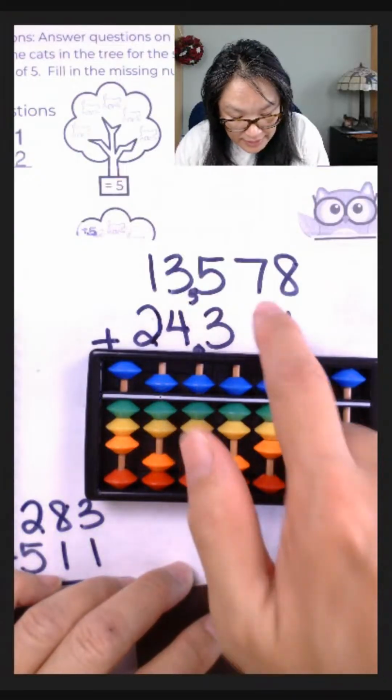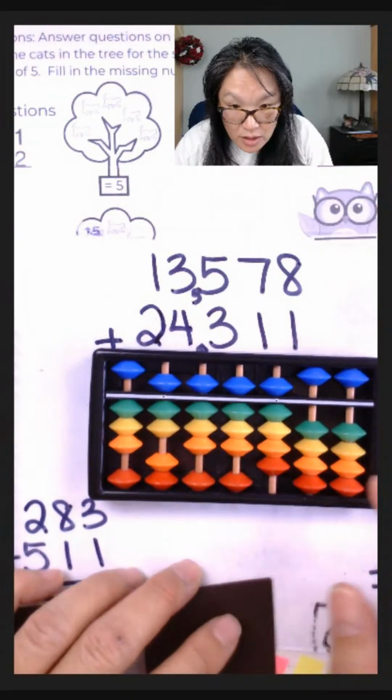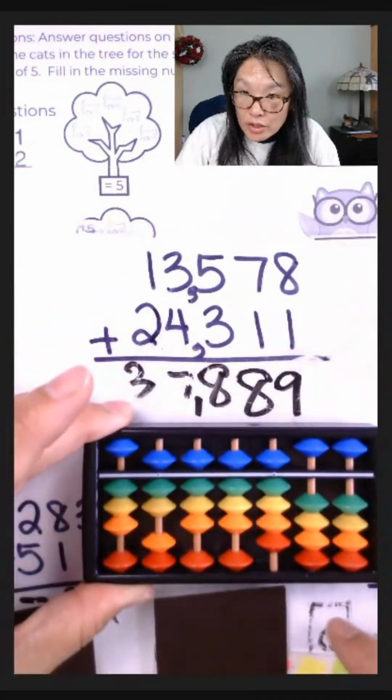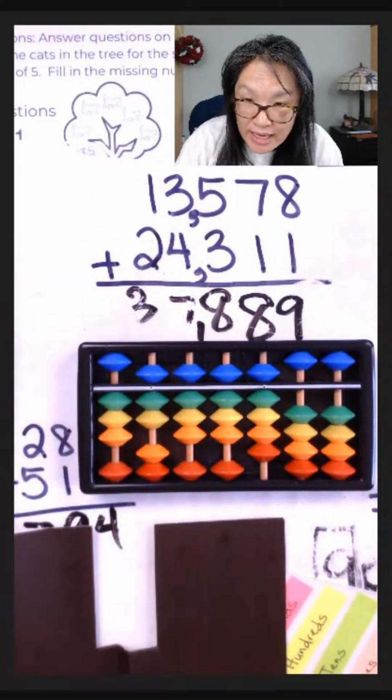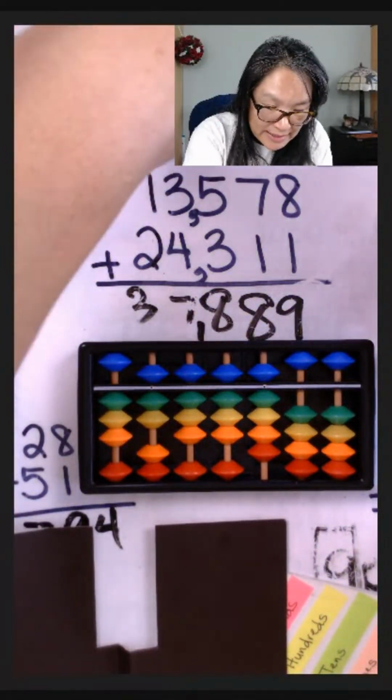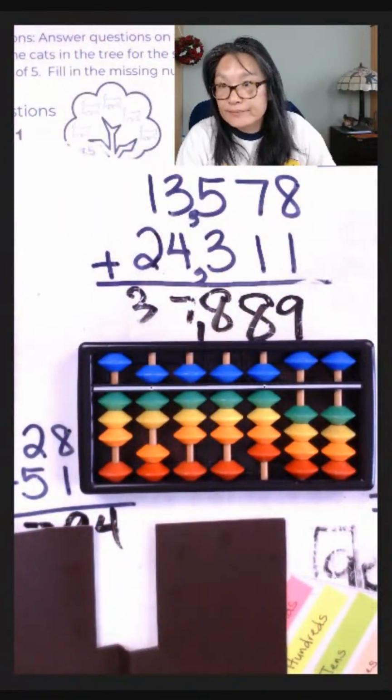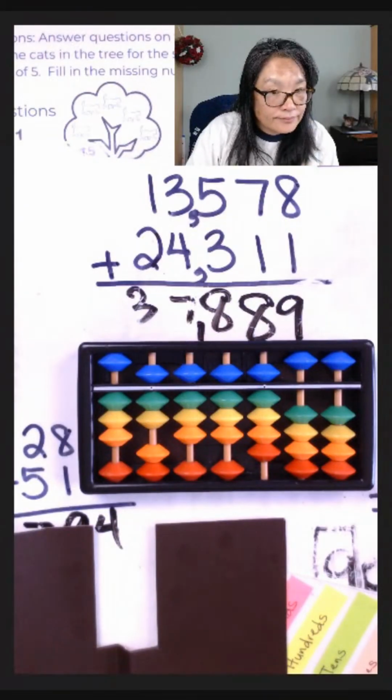And then I need to add the 1 and add the 1. So my final answer is what? 37,889. Does that make sense?